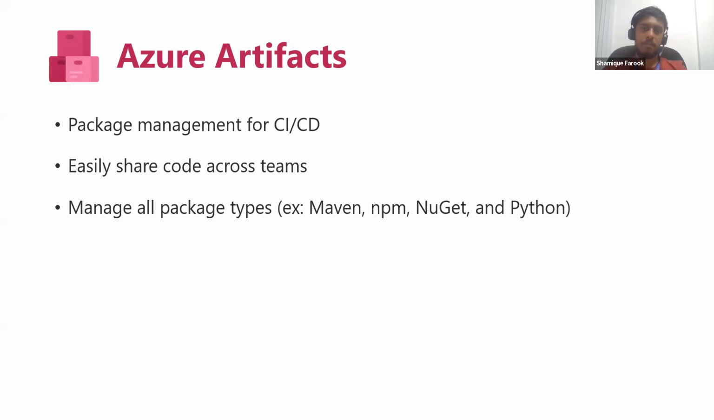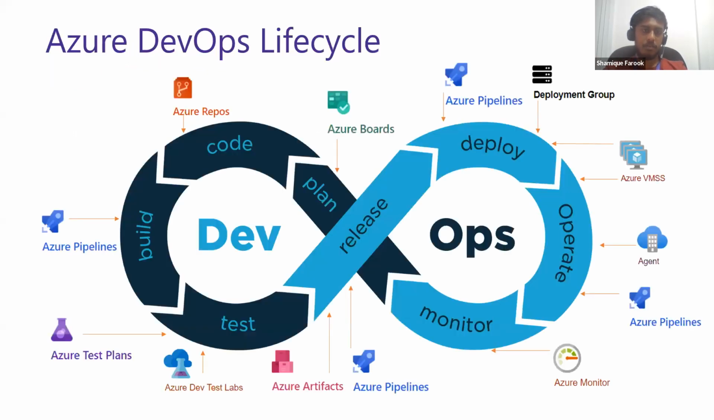Okay, now let's map these services into the Azure DevOps lifecycle. This is the standard DevOps lifecycle I mentioned at the beginning of the slides. If we map our Azure services, this is how it will look. For planning, we have Azure Boards. For coding, we have Azure Repos. For build, we have Azure Pipelines. And for testing, we have Azure Test Plans and Azure DevTest Labs. Azure DevTest Labs is something I will not cover as part of this session, but it's included in the presentation.